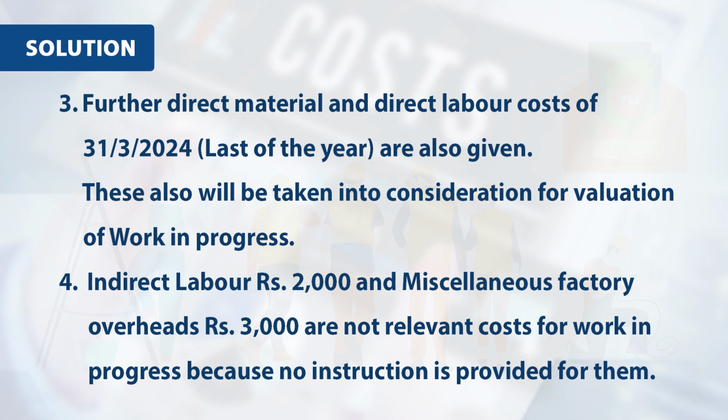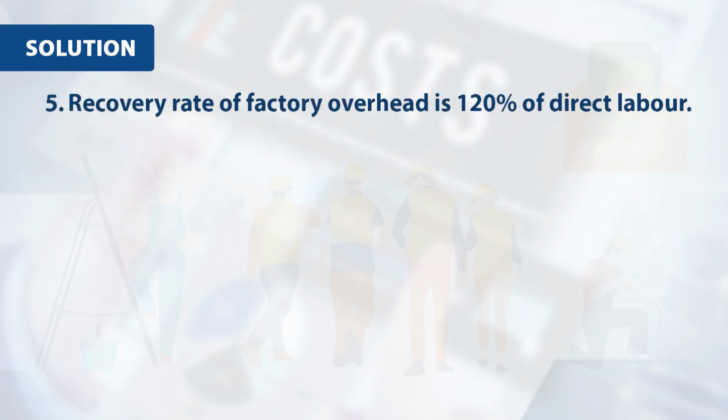Fourth, indirect labor rupees 2000 and miscellaneous factory overhead rupees 3000 are not relevant cost for work in progress because no instruction is provided for them. Fifth, recovery rate of factory overhead is 120% of direct labor.